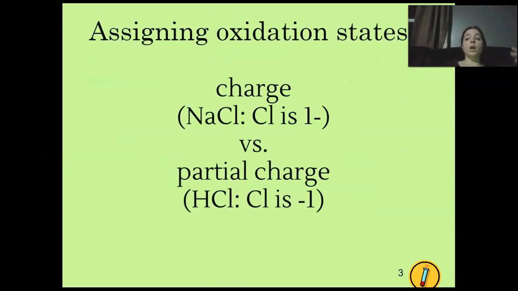So, an example of this is when we start assigning oxidation states. We know that oxidation has happened, reduction has happened. How do we know? Just look at the charges. For instance, in NaCl, Cl is -1 versus a partial charge of HCl. Again, Cl is -1.